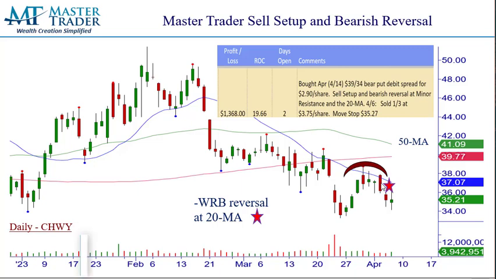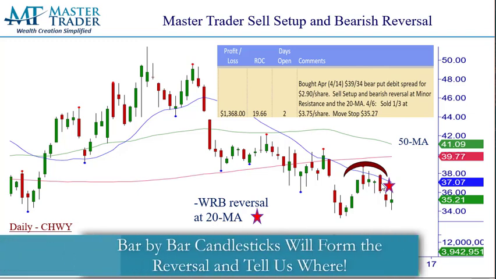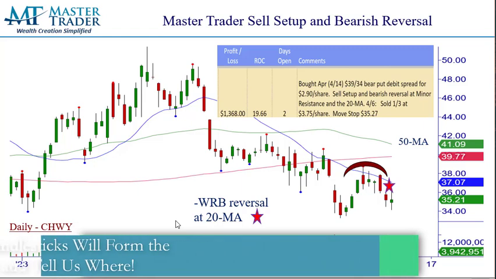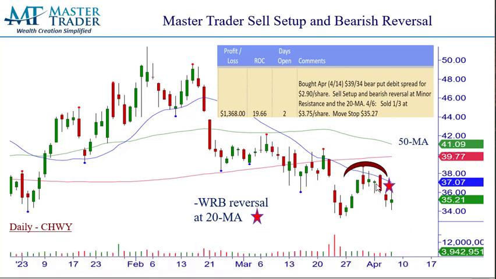gambling analogy. I said, okay, I got you. You've done something with your moves that I can now have an advantage. That is my tell that this sell setup is ready to move lower.